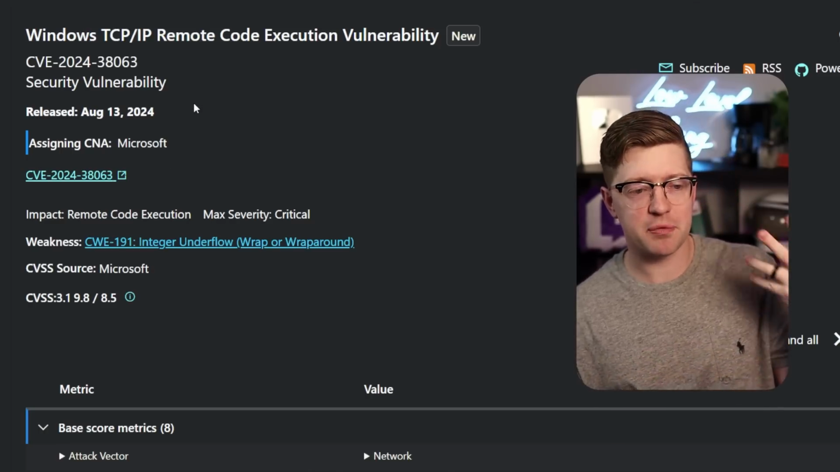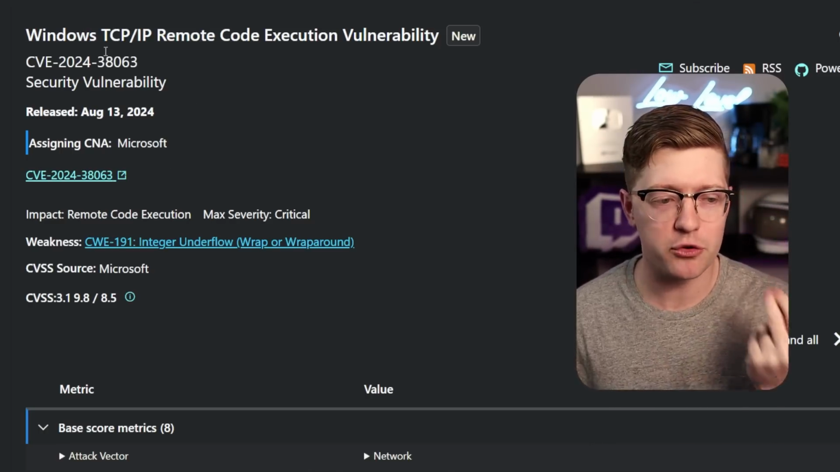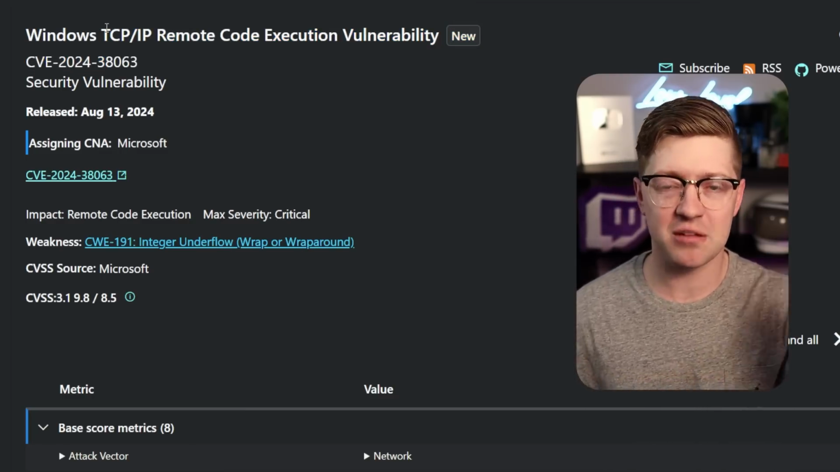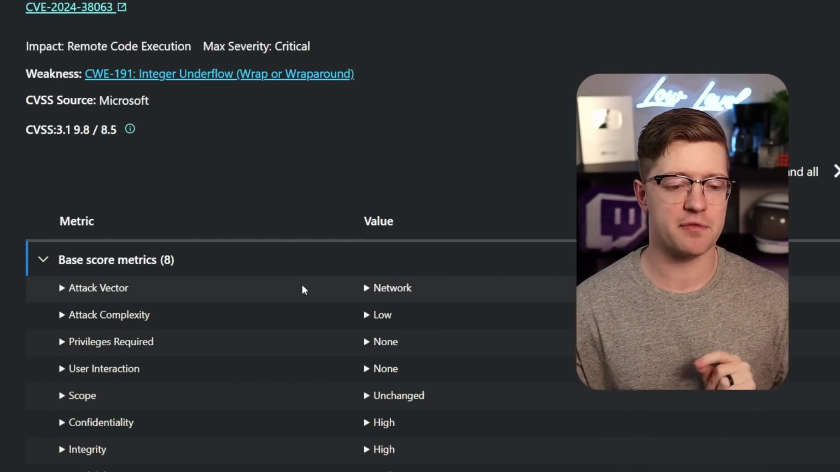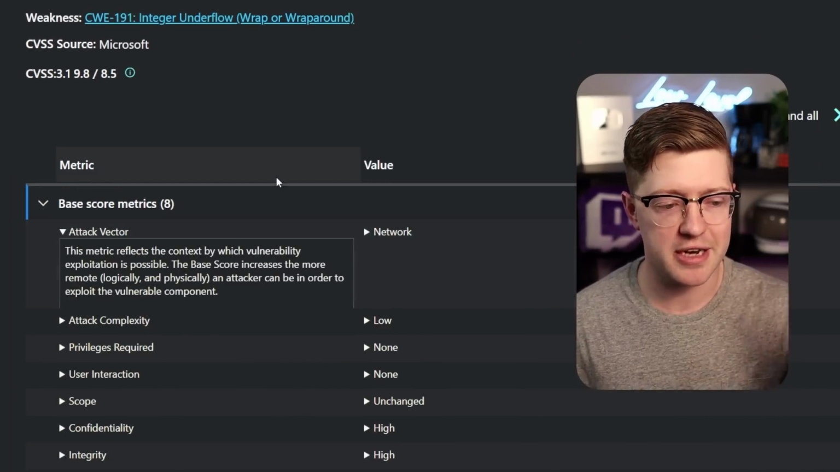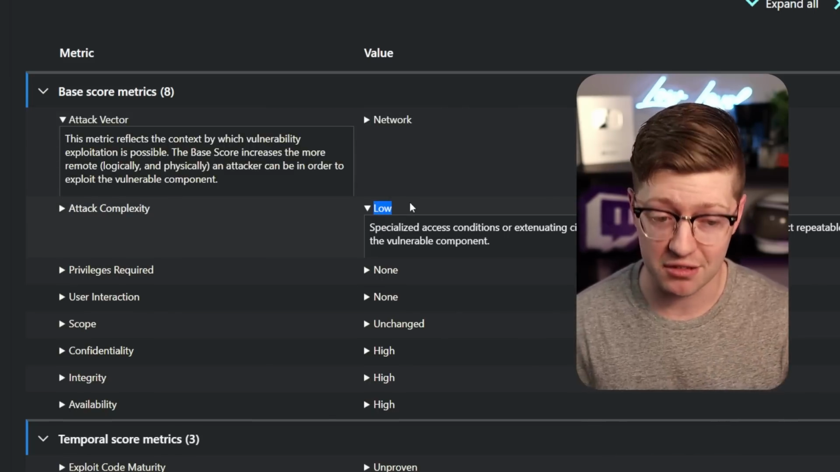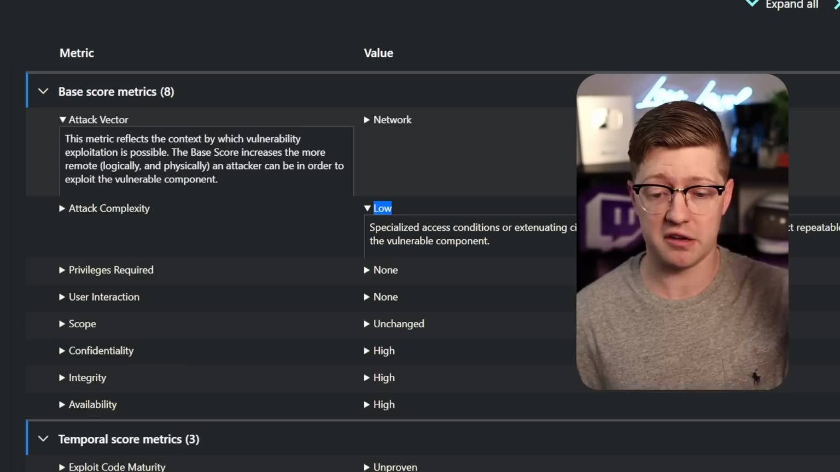So when you see bugs like this, what it literally means is that there's a vulnerability somewhere in the way that Windows processes something about the TCP/IP stack. Let's go into this further and figure out what we have. So attack vector: network. Obviously, we have to use the network to trigger this vulnerability. Attack complexity: low. That's very crazy. That's honestly wild.